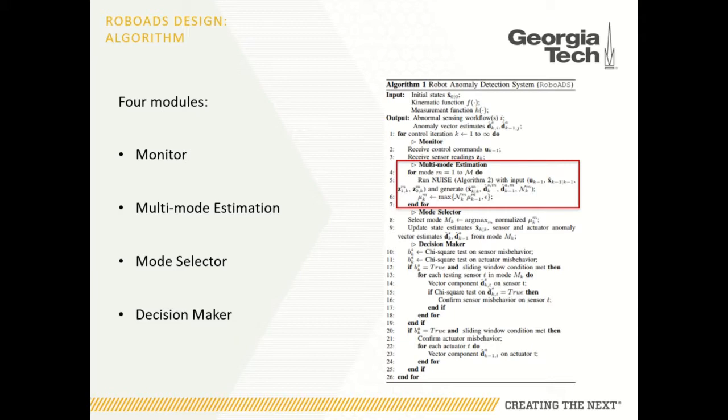It runs NUISE, which stands for nonlinear unknown input and state estimation. It runs that algorithm in parallel for each mode, and it uses this to predict the likelihood of each mode, which allows the system to correctly identify clean or corrupted sensors and corruptions in control commands, and model noises as error covariance matrices to minimize variance of estimates and normalize anomaly vector estimate errors for hypothesis tests.